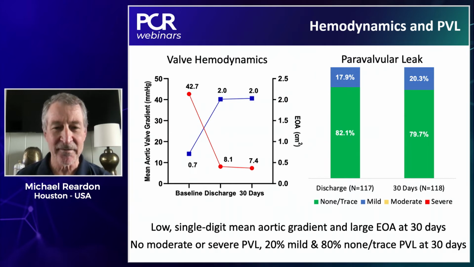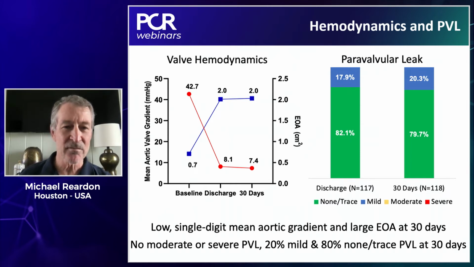And here's kind of the money slide for this new valve. You saw the hemodynamics. Dr. Lateef has already shown you this. We have EOAs of about 2 and mean gradients in single digits. This is going to become increasingly important as we move to lower risk patients that want to be physically active. Most of our echoes are done at rest, but at exercise, unless you get up to EOAs close to 2, you really can't increase your flow without increasing your gradient.